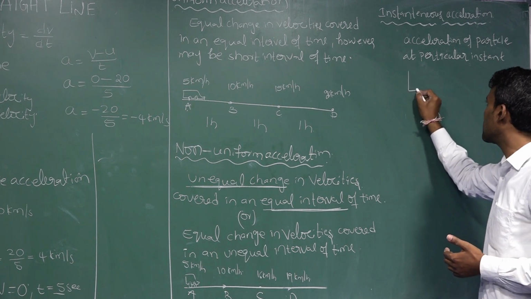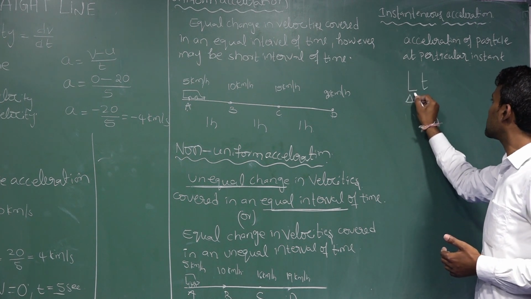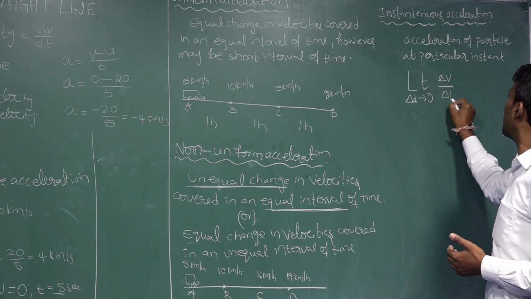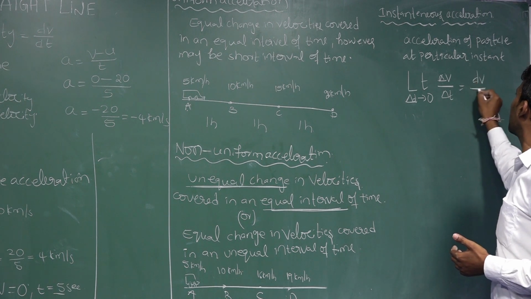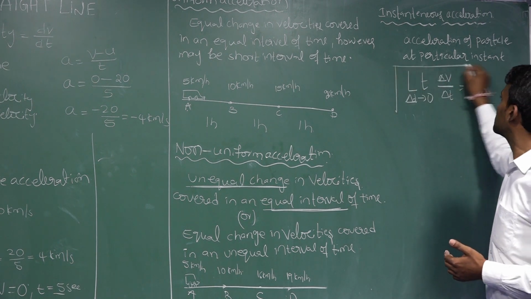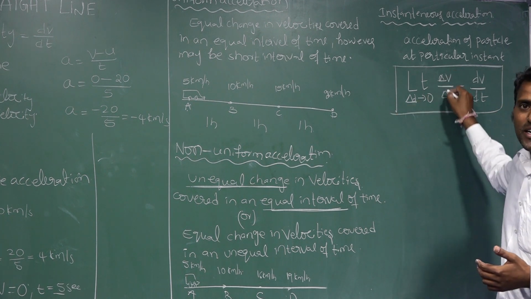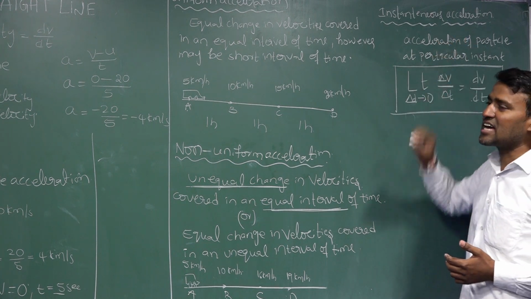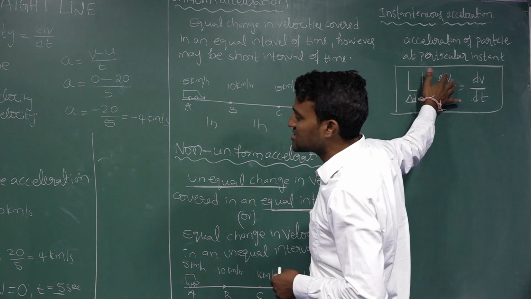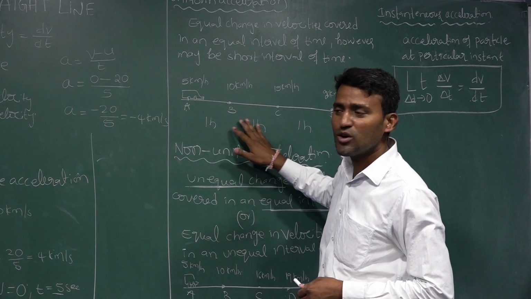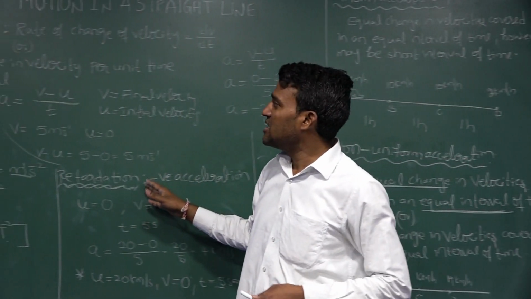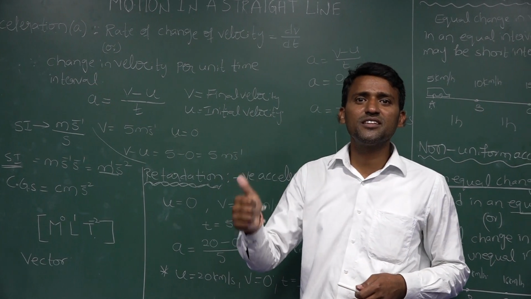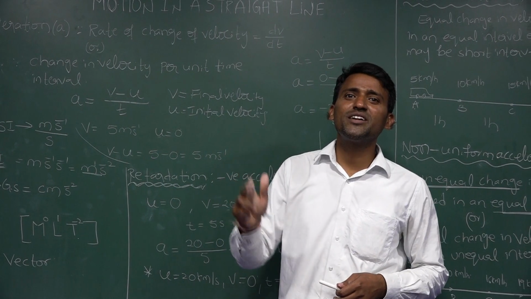The instantaneous acceleration formula is the limit as delta t tends to 0 of delta v divided by delta t. At that moment you can write dv by dt. Limit delta t tends to 0, delta v divided by delta t is equal to dv by dt. This is instantaneous acceleration. Uniform acceleration, non-uniform acceleration, retardation, acceleration, all these have the same units, same dimensional formula, same quantity.